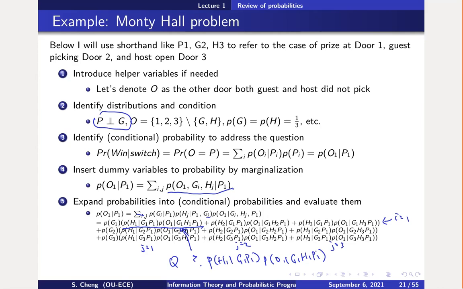Yes, yes. Great. So actually, let's see. This entire column should be 0. It's not just this term here. This entire column should be 0, because when the player picks the first door, the host cannot pick the first door, right?